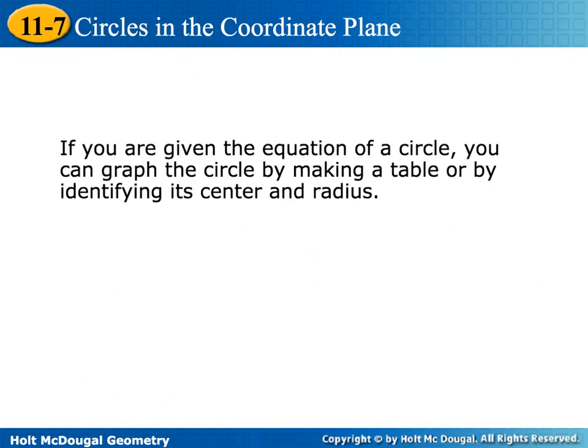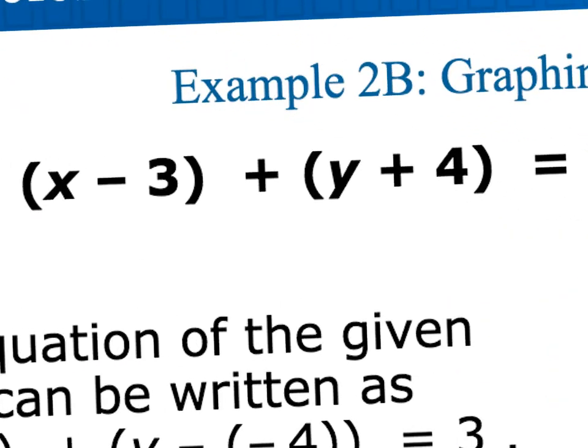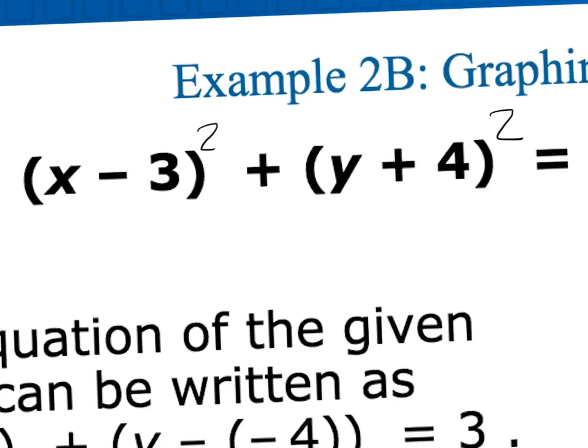All right, if you are given the equation of a circle, you can graph the circle by making a table or by identifying its center and radius. We're going to do this part. Identifying the center and radius is going to be a lot easier. So graph x minus 3 squared plus y plus 4 squared. This is all supposed to say squared because of the formula.